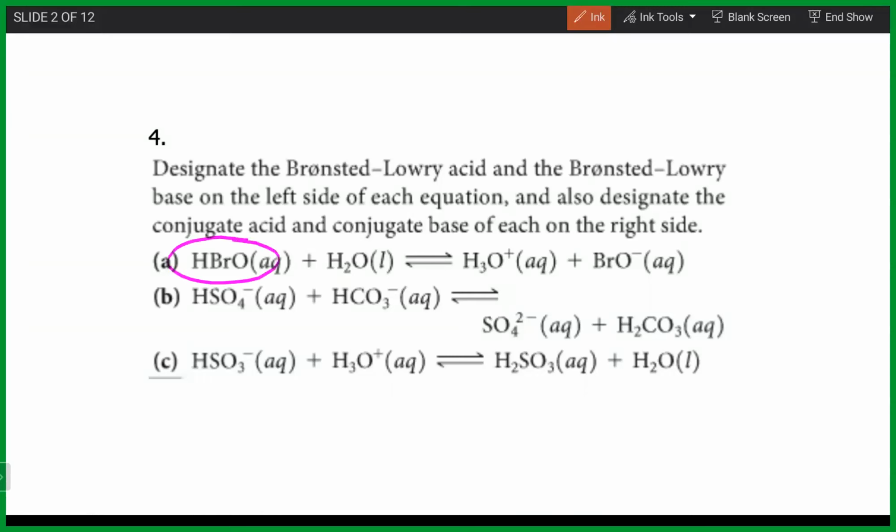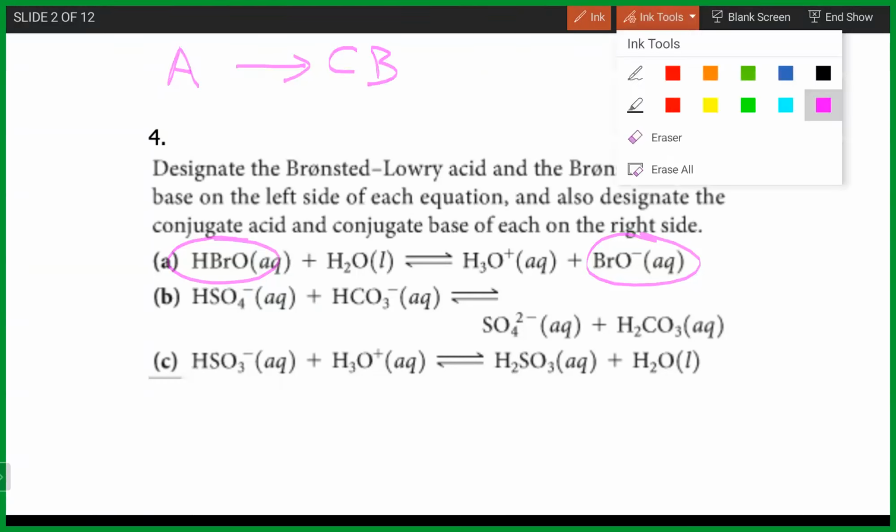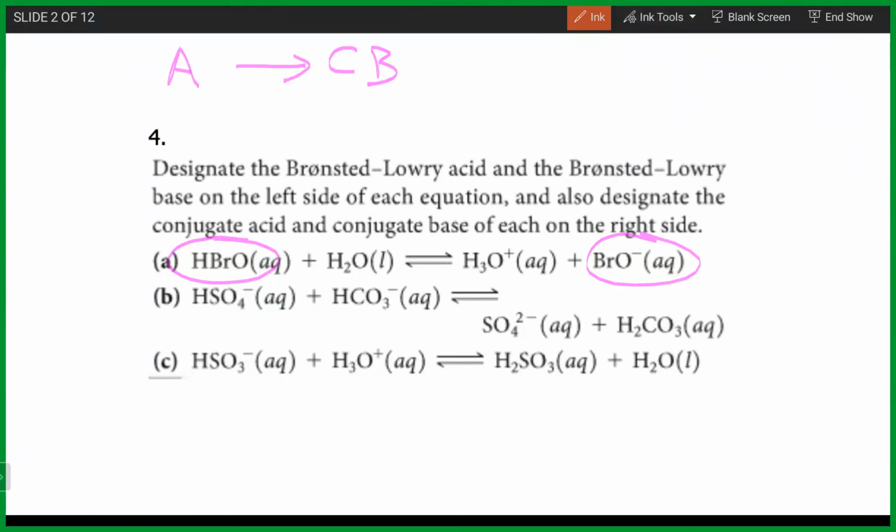So if we look at the first one, for instance, we'll have it set up like this just so we can see. So A is going to refer to acid, B is going to refer to base, and then the C is just conjugate. So we've got in purple acid going to conjugate base, and then in red we'll have base going to conjugate acid. And again, we just want to think about which one's gaining that hydrogen. If they're accepting that proton, they're going to be considered the base.